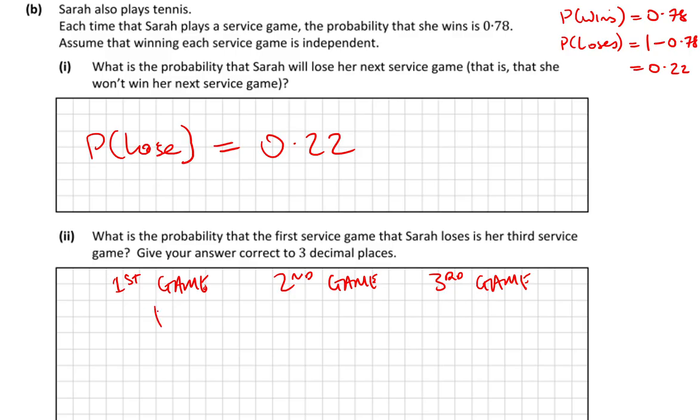Right? We need her to lose on her third game. So that's the probability of L, I'll leave it as L. We want her to win her first service game, and we want her to win her second service game. The way we say this is the probability she wins her first game, and the probability that she wins her second game, and the probability that she loses her third service game. Because what is the probability that the first service game she loses is the third game?